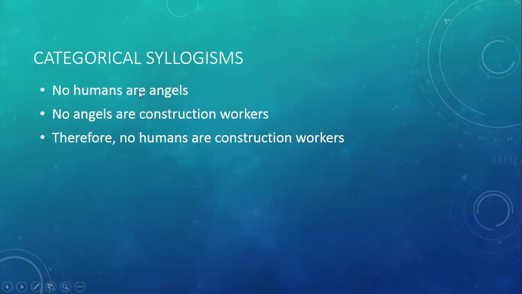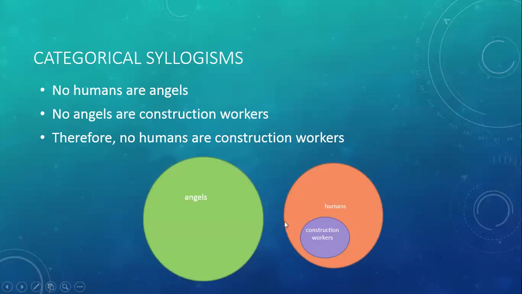No humans are angels. No angels are construction workers. Therefore, no humans are construction workers. And here's exactly our problem. I said angels are outside of humans. Angels are outside of construction workers, but I don't know where humans and construction workers are in relation to angels, right? So the problem here is that we have 2 negative premises. And if you have 2 negative premises, then you can't get a conclusion.